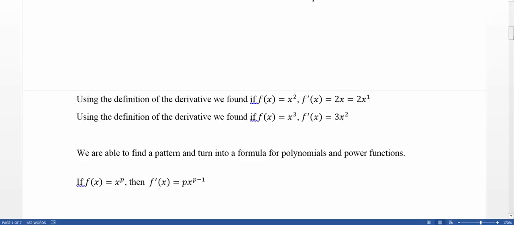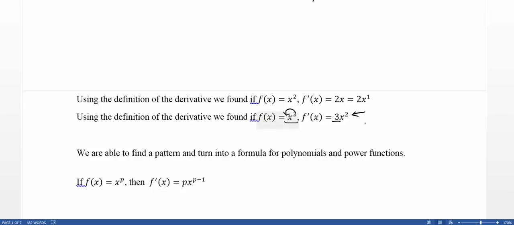Again, these are functions where x is raised to a power. If we do enough of these, we see that the derivative of a function x to the p has the form px to the p minus 1. What that means is when I have a function like x cubed, the 3 comes down in front, the power comes down in front, and then we subtract 1 from the power. When we have patterns, that's how we get formulas.